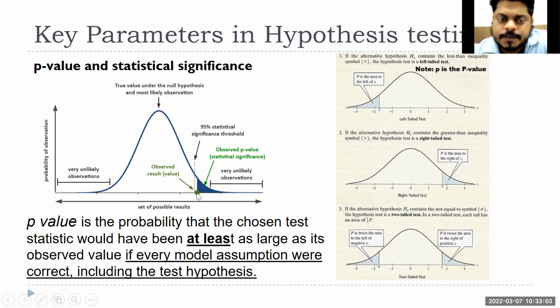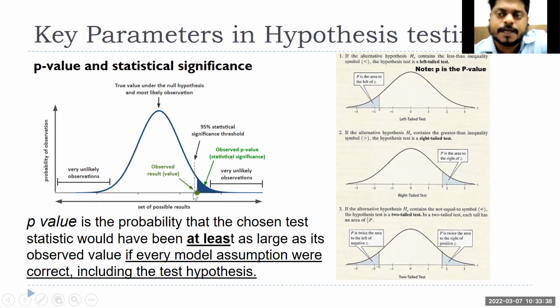Whatever alpha value, whatever error value I take, gives me a confidence level. If I take my error value as 5%, I have 95% confidence in my study. I'm 95% sure that my study is correct. On that 95%, along with another parameter, degrees of freedom, which I'll show you, I get the critical value. Let's say the critical value for this study is 1.6. So the critical value is here.